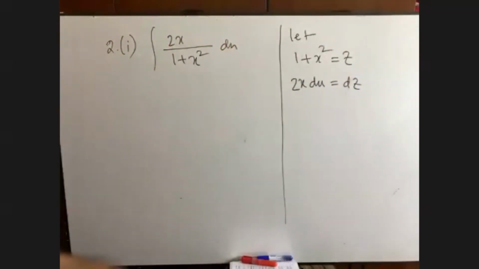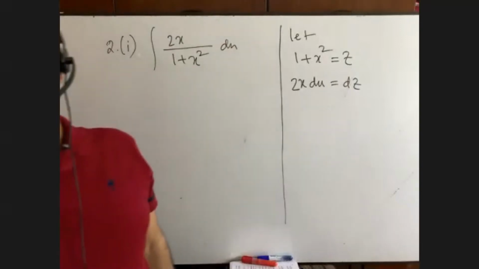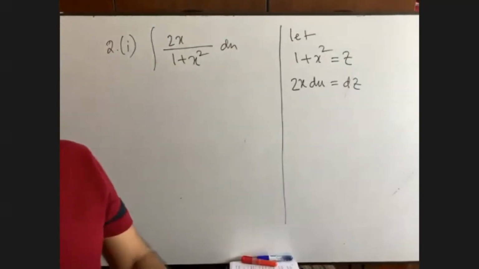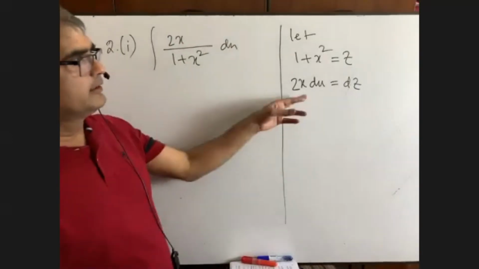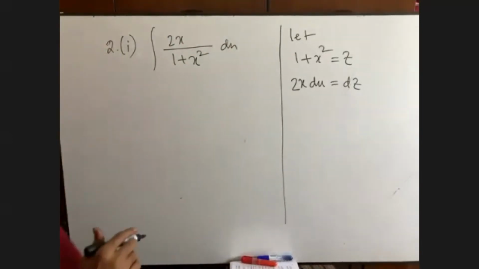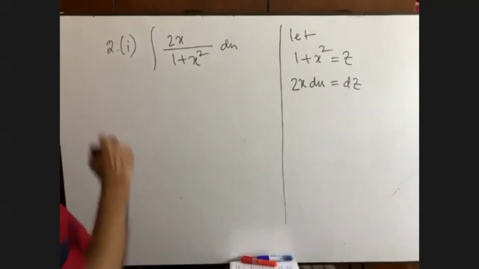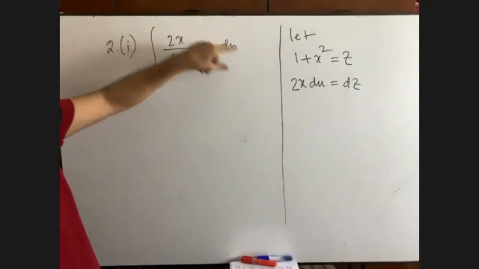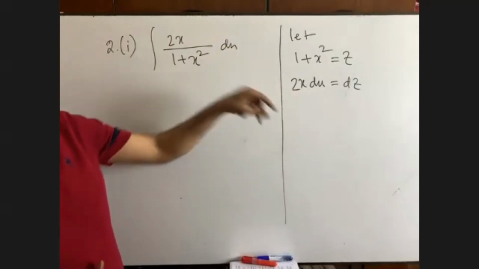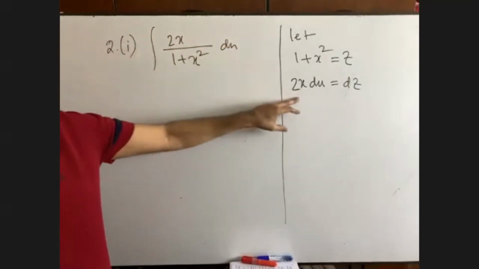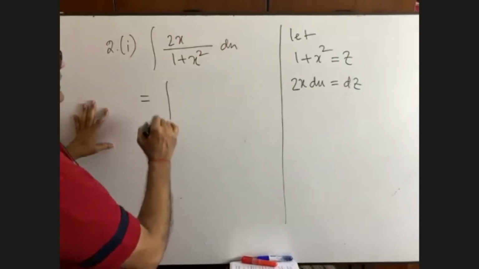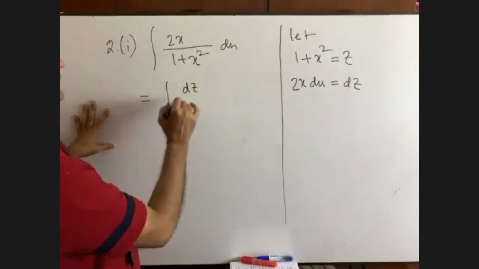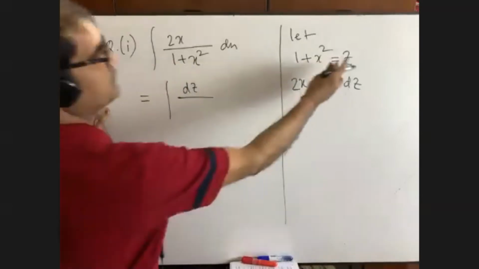Everybody, please talk to me. This is the math to talk. Now you see in the numerator we have what? 2x dx. You see 2x dx. 2x dx equals to what? dz. That's good. It is dz by what? z.